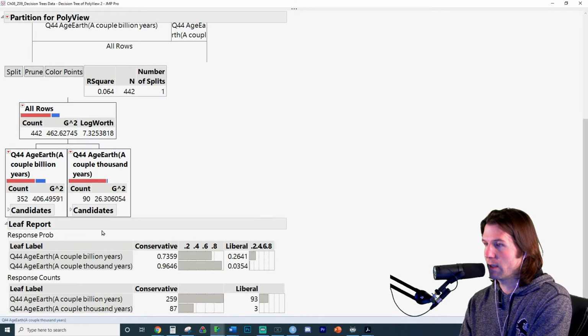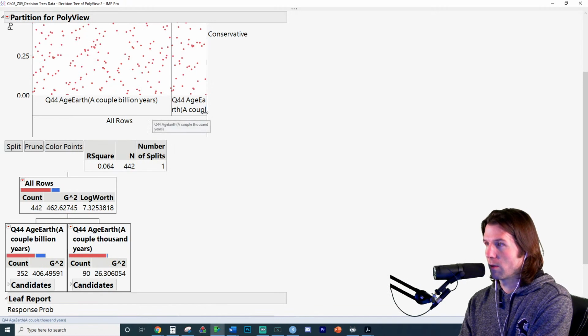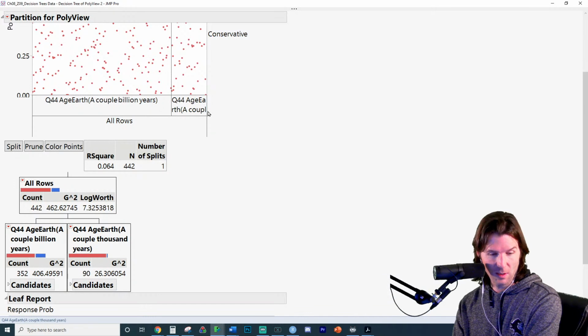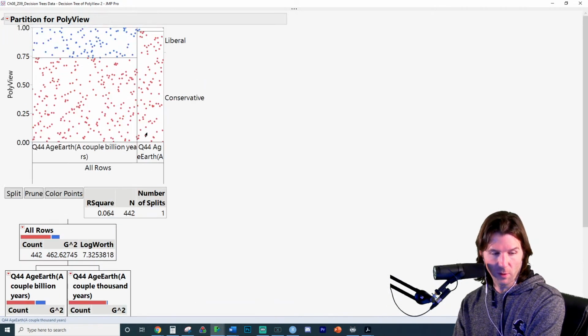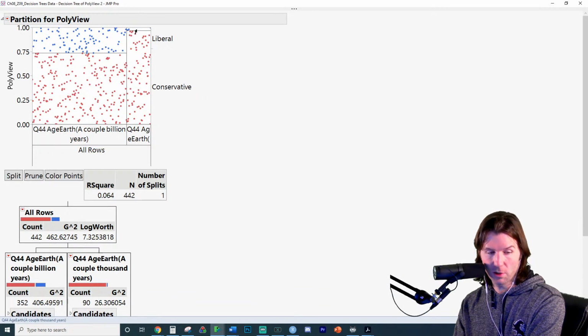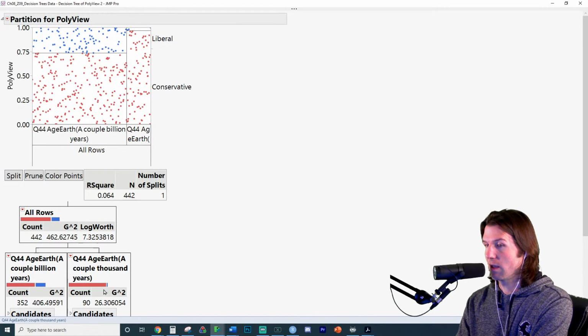Then when we go to split, we'll try to get this on the screen at the same time. There we go. So if you look at the splits now, you'll see there's only 1, 2, 3 dots. I see only 3 blue dots, and that's 3 out of 90.